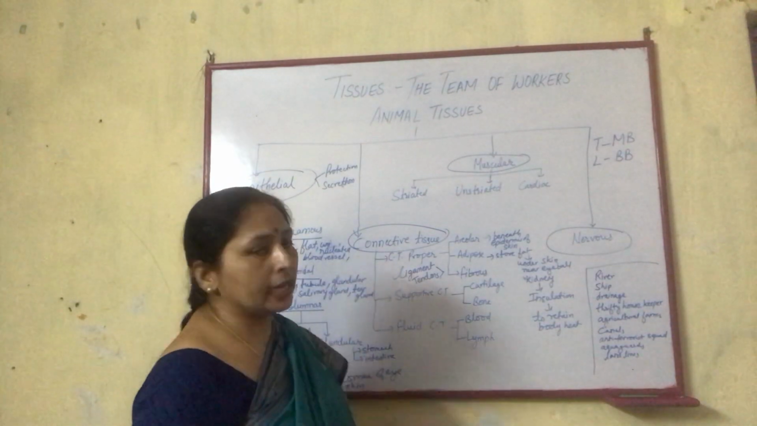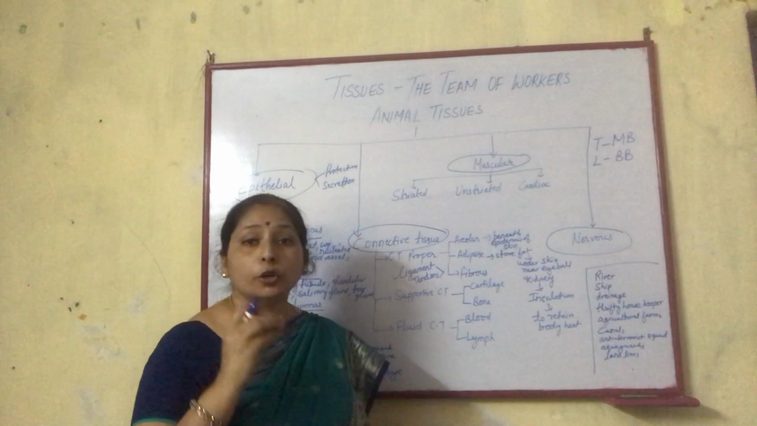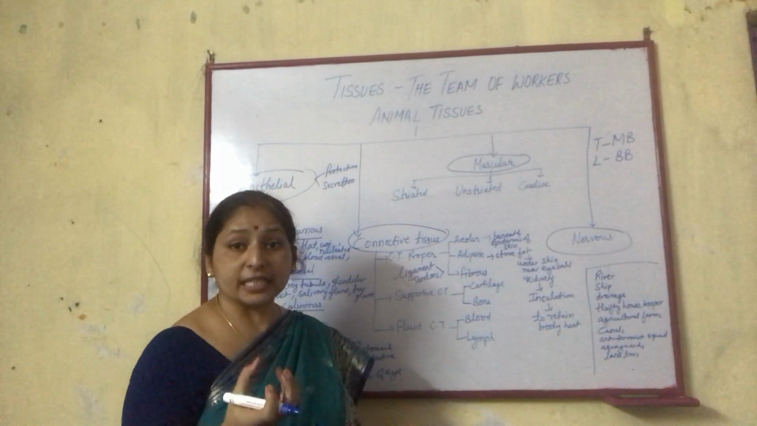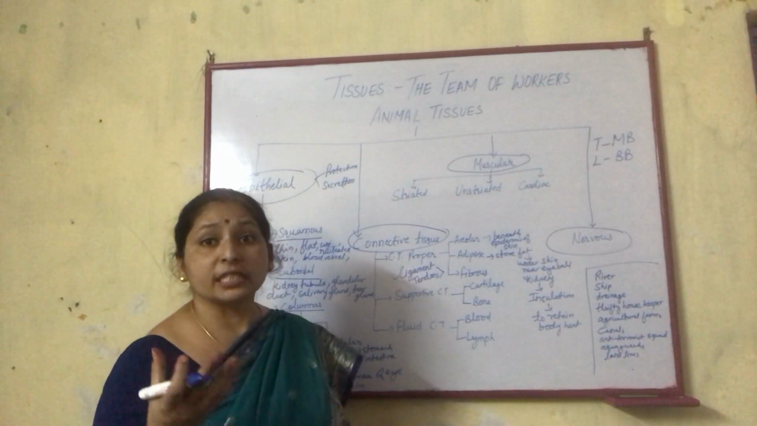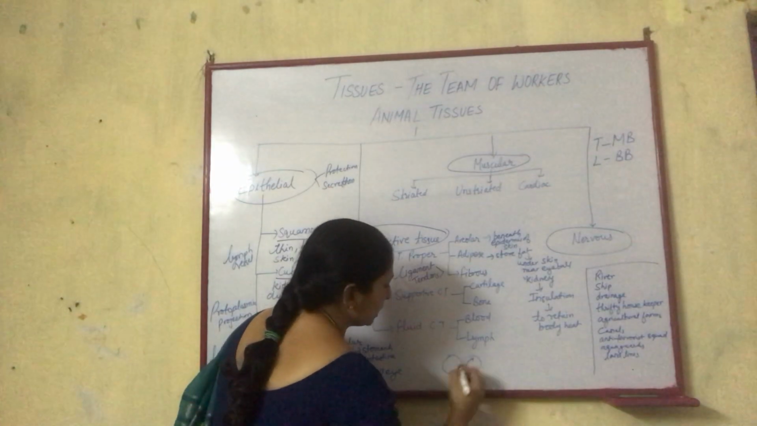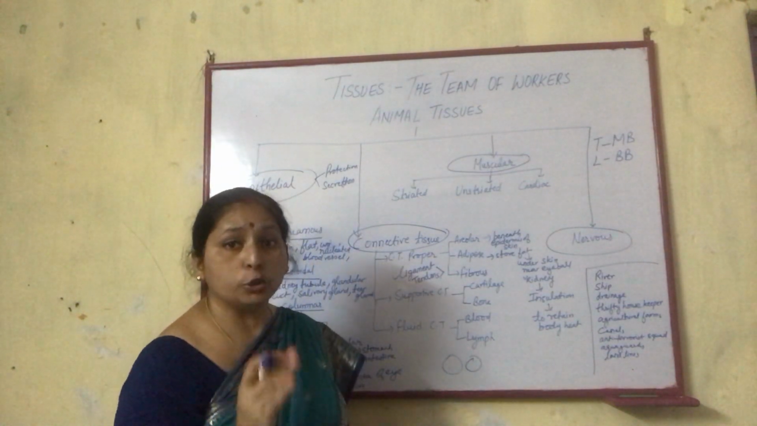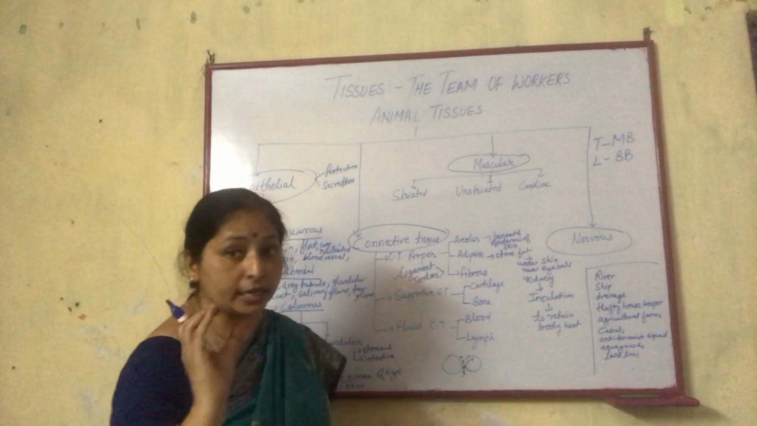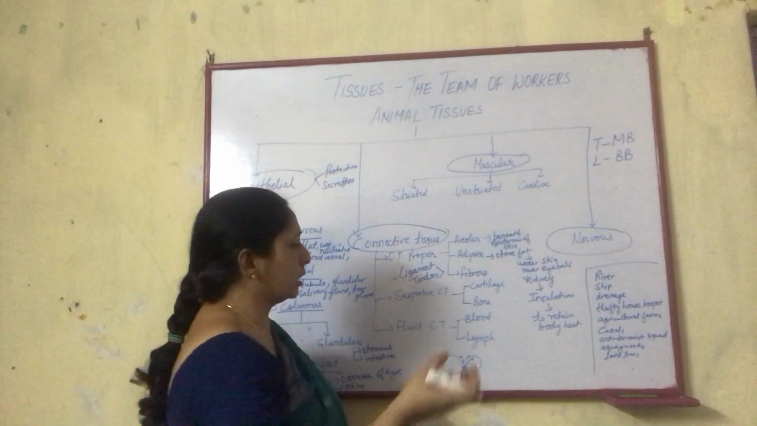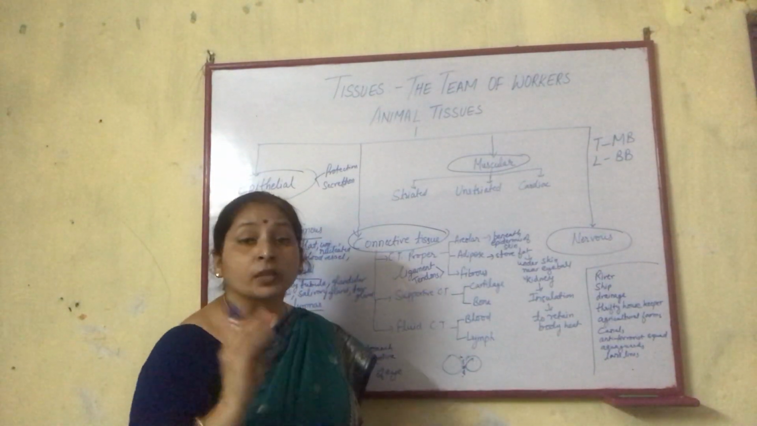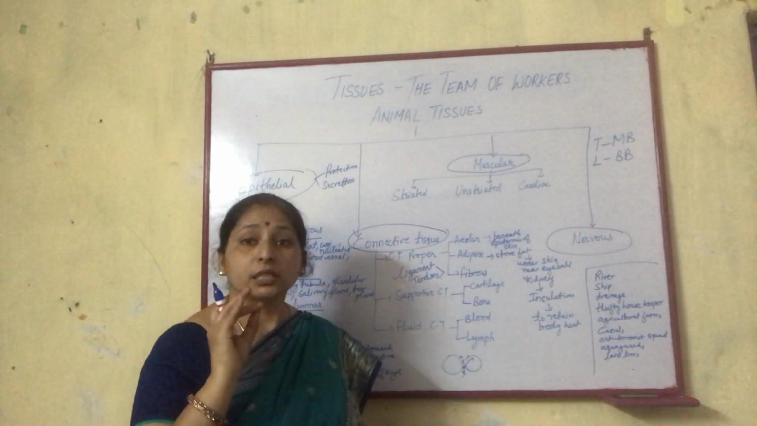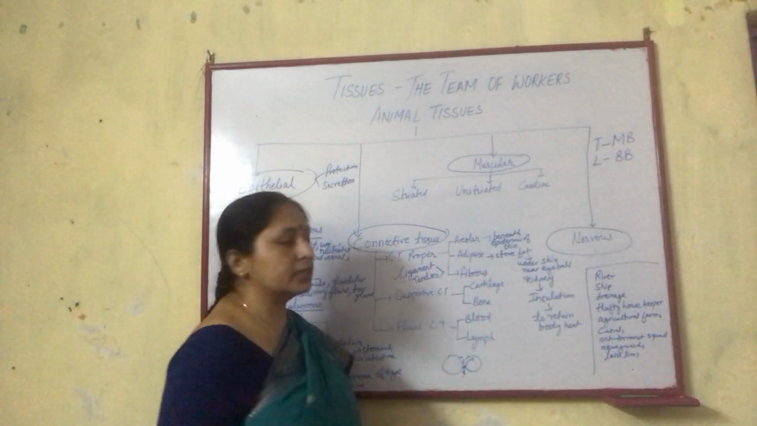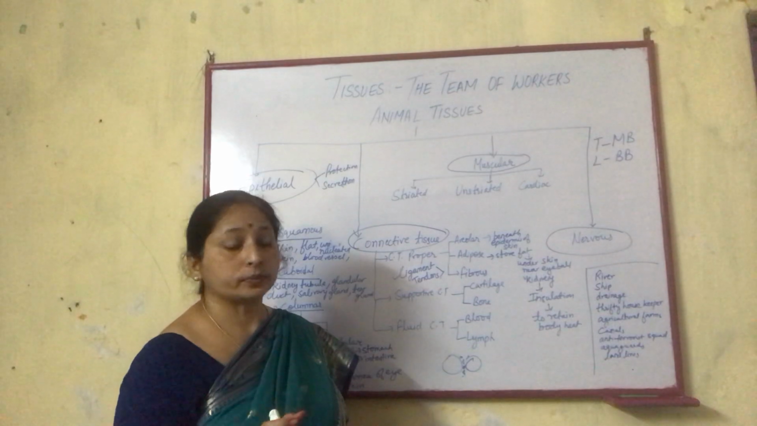Supportive connective tissue: cartilage. Cartilages are non-porous with thicker, dense intercellular space. What is intercellular substance? The fluid substance present between two adjacent cells. In cartilage the intercellular substance is dense, and nerve fibers and blood vessels are absent. These are present in bone.